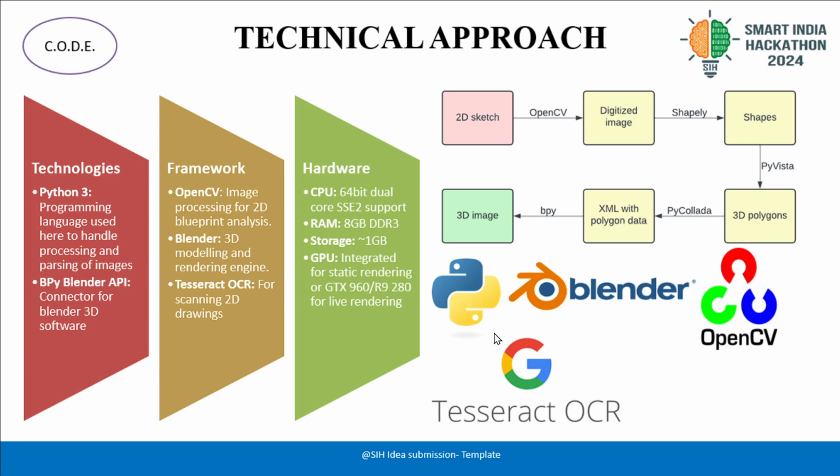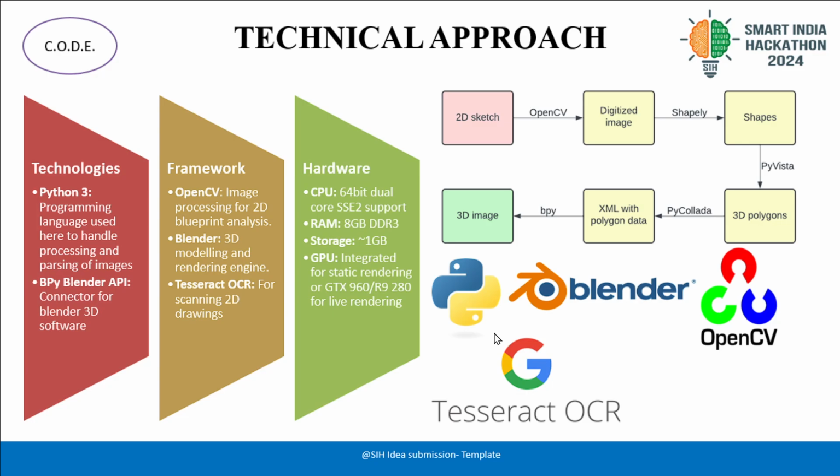In technology, it uses Python 3 as a programming language. It uses the Blender API to connect to the Blender software. You can just change the Blender API into an AutoCAD API also. Then you can convert from blueprints to AutoCAD drawings quite easily. Now let's go to the framework.